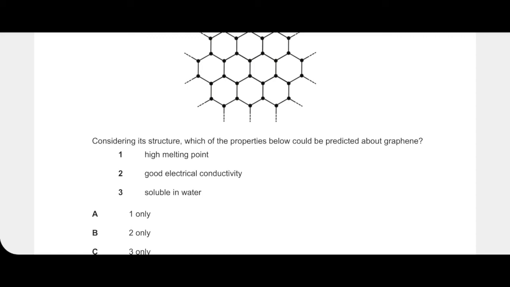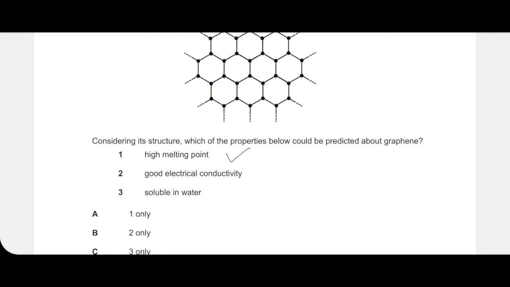So let's start with statement number 1. Has a high melting point. This is true because, as you can see from the diagram, it is a giant covalent structure, and therefore it will have a high melting point. Now let's move on to statement number 2.